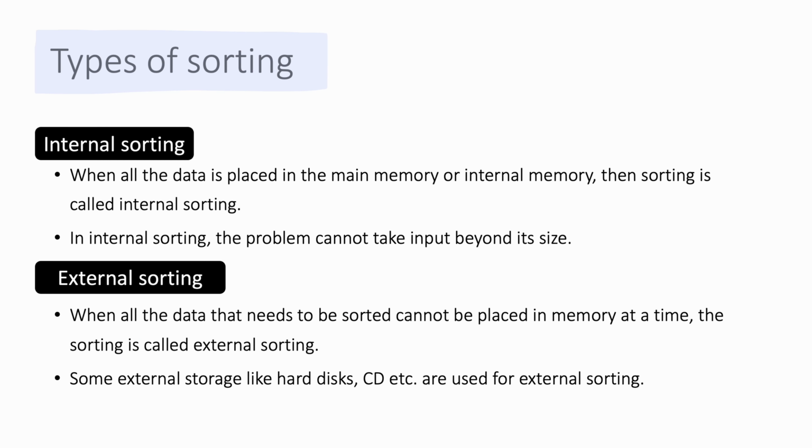Next, the types of sorting. We have two types, internal sorting and external sorting. When all the data is placed in the main memory or internal memory, for example RAM and ROM, then the sorting is called internal sorting. In internal sorting, the problem cannot take input beyond its size. Next, we have external sorting. When all the data that needs to be sorted cannot be placed in memory at a time, the sorting is called external sorting. Some external storage like hard disks, CDs, etc. are used for external sorting.